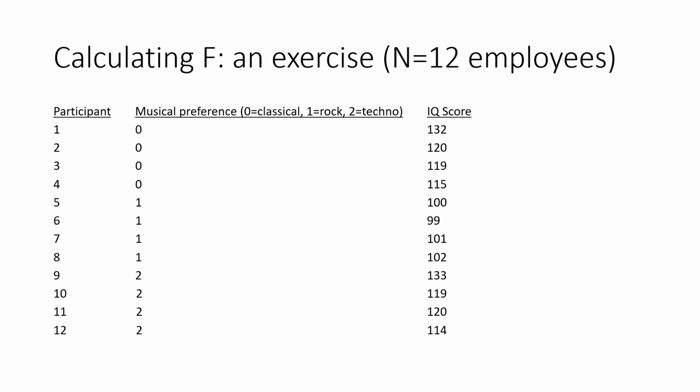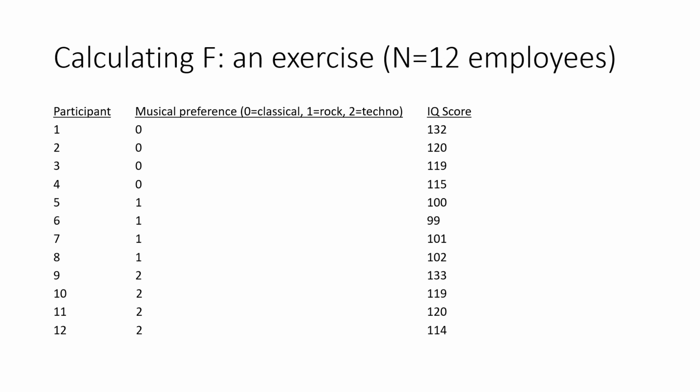This is a hypothetical exercise. It's not a real exercise. This isn't real data. I'm only showing you this example for purposes of illustrating how to calculate an F statistic in the context of a one-way analysis of variance. This example goes back to the previous lecture, where we talked about a potential relationship between an individual's musical preferences and IQ and intelligence.